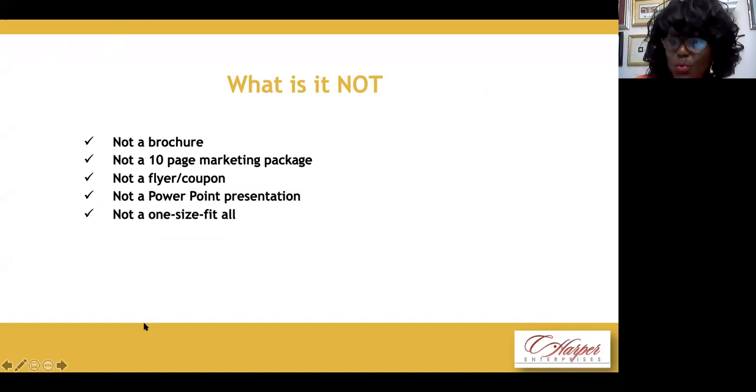So what is it not? What isn't a capability statement? Well, it's definitely not a brochure. It's not a 10-page marketing package. It's not a flyer or a coupon. It's not a PowerPoint presentation. And it's certainly not one-size-fits-all. Remember I said earlier that it actually is something that fits the agency you're looking to serve.